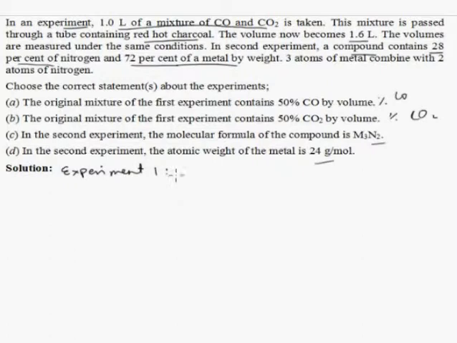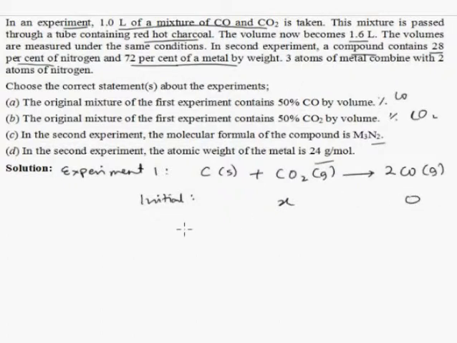Now experiment 1 happened when I took carbon, which is your red hot charcoal, and it combined with CO2 to give CO. This is the reaction that is going to take place when this mixture passes through the tube containing red hot charcoal. So initially, let us suppose that we had x liter of CO2 in the beginning, and we had 0 liter of CO. Finally we had 0 of CO2 and we had 2x of CO, right? This is what it is going to be.